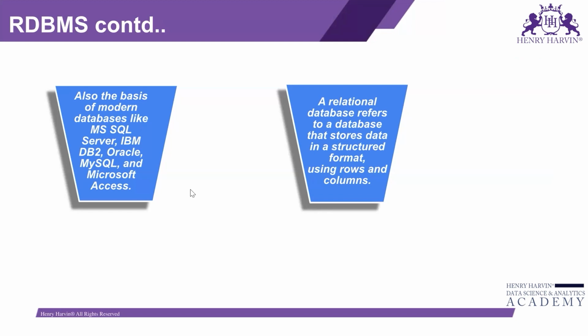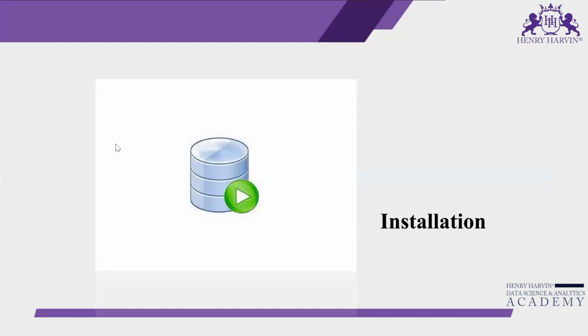So we say that a relational database is a database where we can store data in a structured format using rows and columns, and we can also define the relationships between them. That's what we have of the relational database management system. Let's proceed to the installation of SQL.